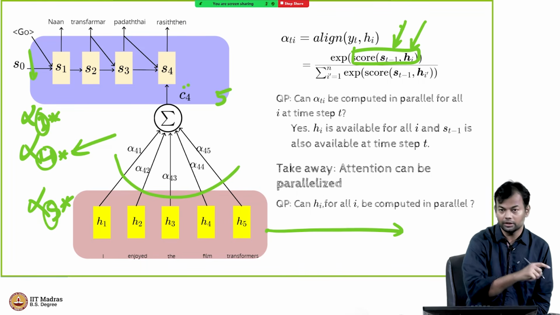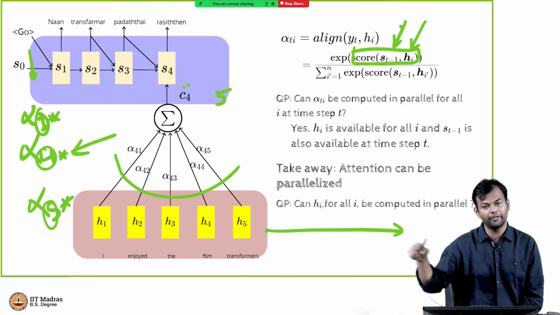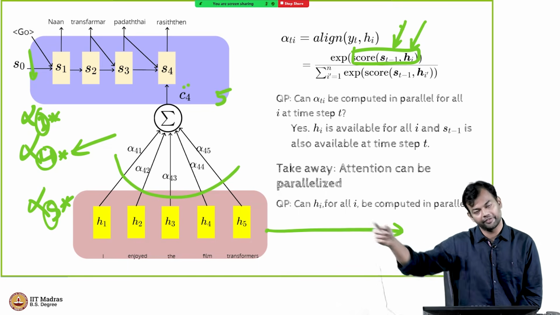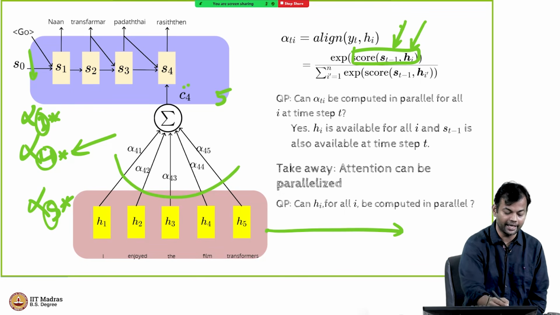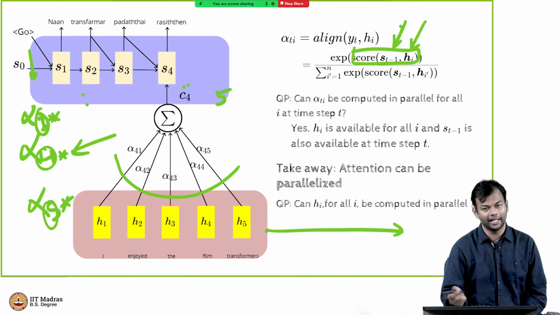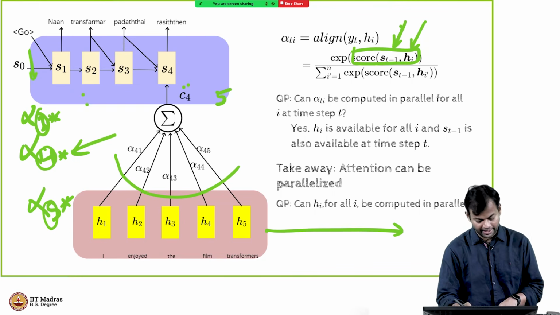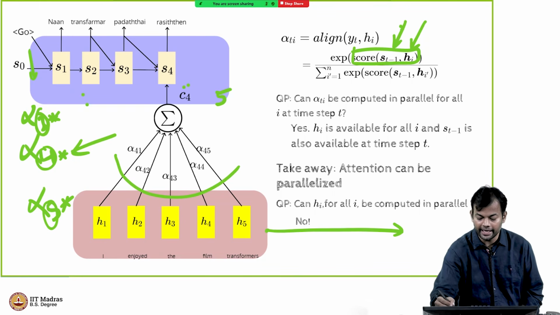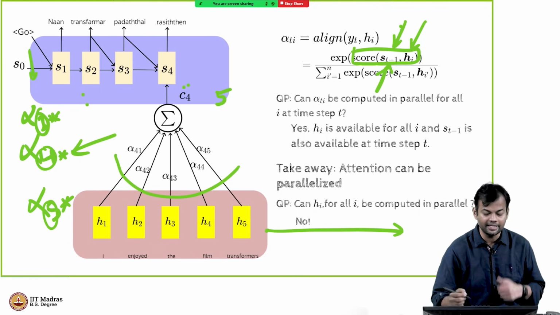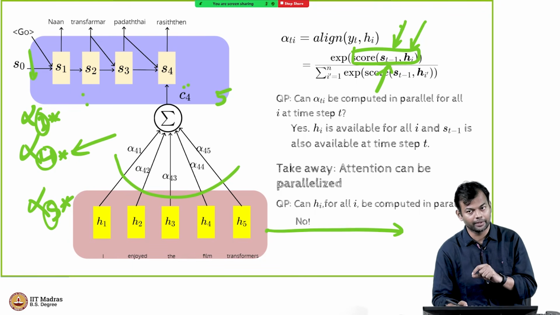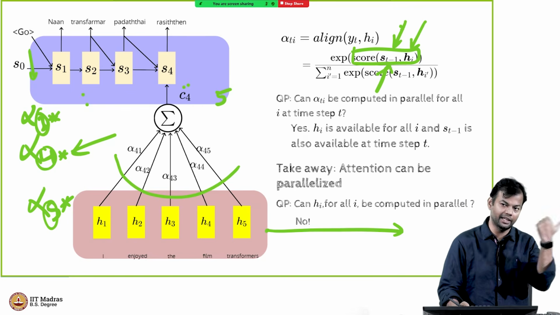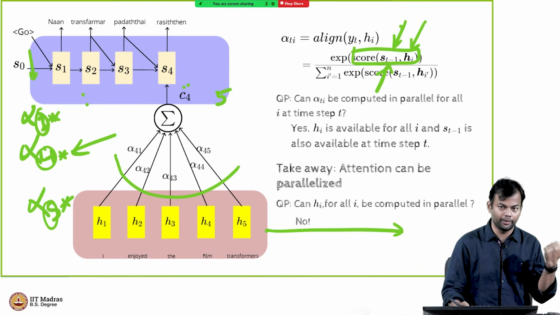A given set of values, all the alpha 4's, alpha 4 1 up to alpha 4t, I can compute in parallel, that we have already seen. But can I compute all of these in parallel at one go? And the answer is clearly no, right? The reason is that it depends on st minus 1. So unless I have computed st minus 1, I cannot compute any of the alpha t's. And st minus 1 actually depends on alpha t minus 1, because that's the input.